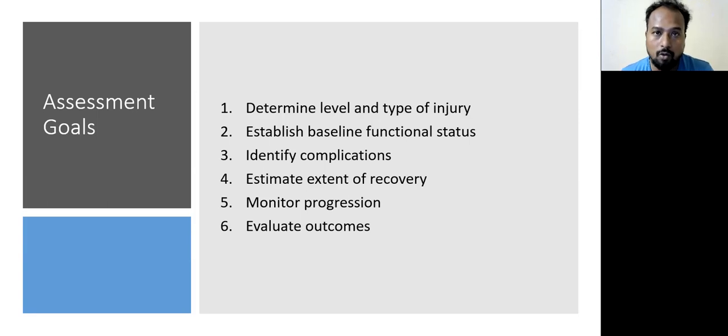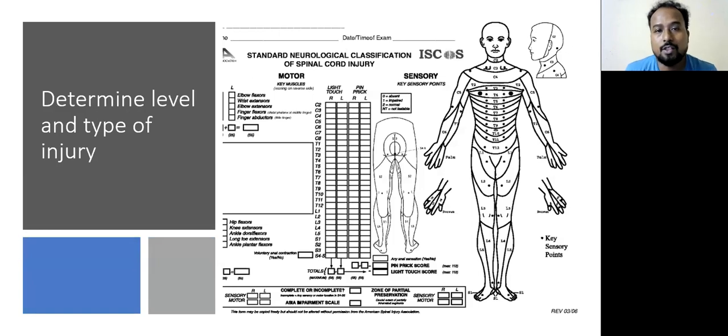So if we know all this information, this could really be very useful as a therapist to formulate a treatment plan, and also to set goals, and eventually to monitor how our treatments are working, right? These are all 6 goals of assessment that I've identified. In the subsequent slides, I will explain how we can do assessment so that these goals are achieved. Right. So the first one, as I've said, determine level and type of injury.